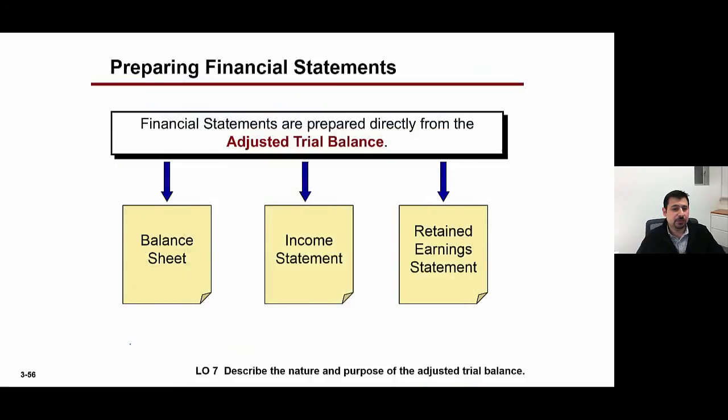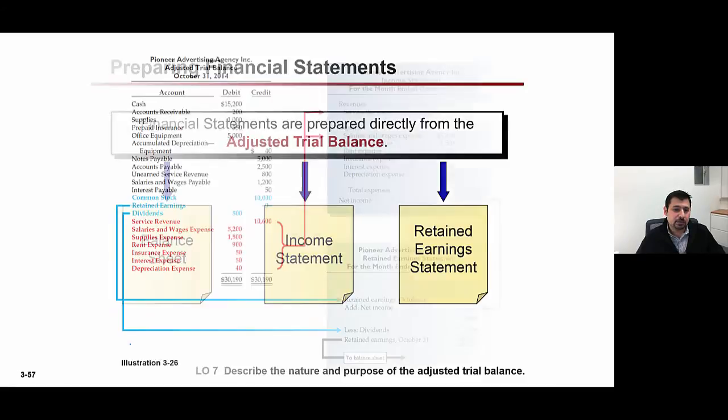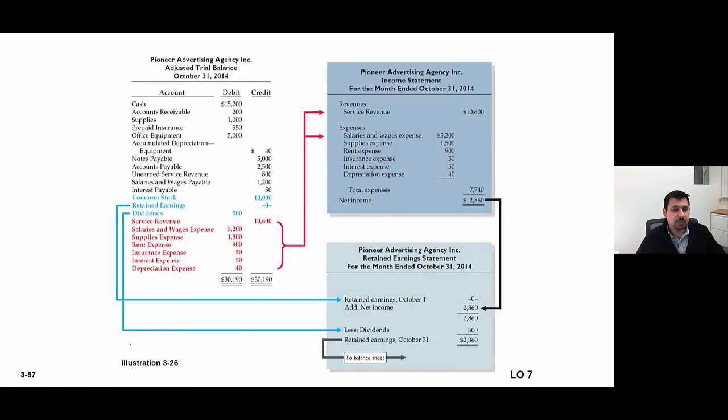And like we said, this information is used in order to prepare the financial statements, mostly the income statement, the retained earnings statement, and the balance sheet. And like we discussed before, we always start with the income statement. We take the revenues and the expenses. So these are the revenues, and we take all the expenses and we use them to prepare the income statement. Once we calculate the net income or net loss, we add it and use it for the retained earnings.